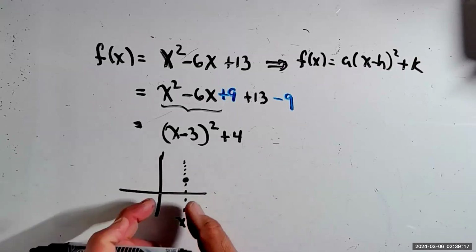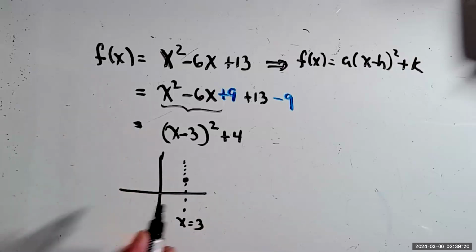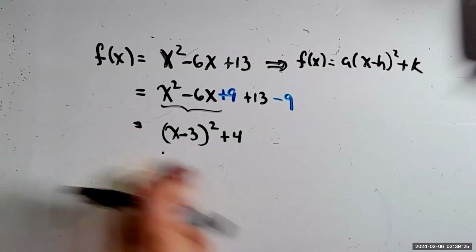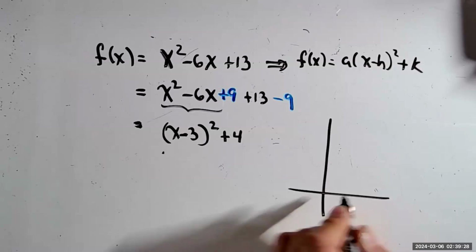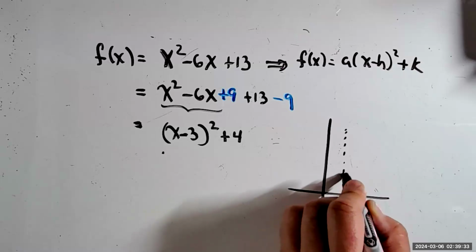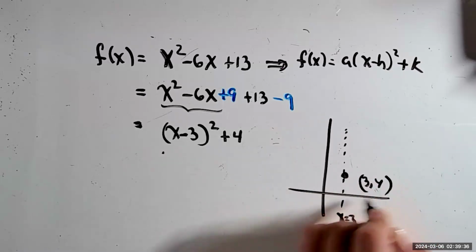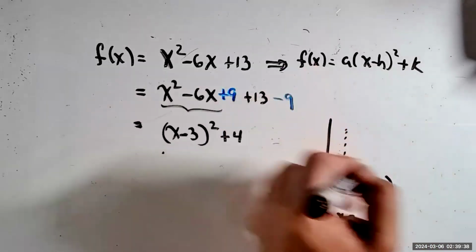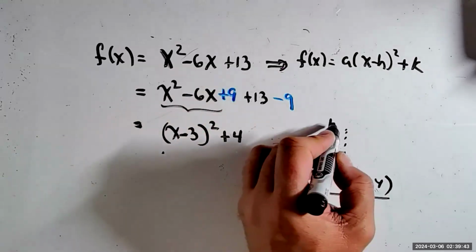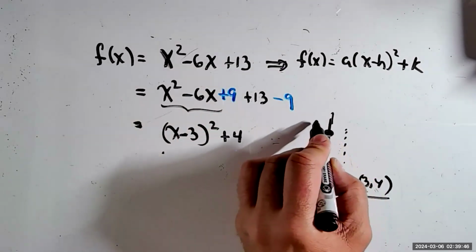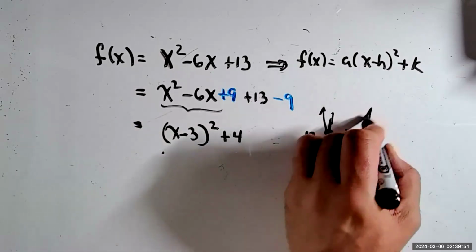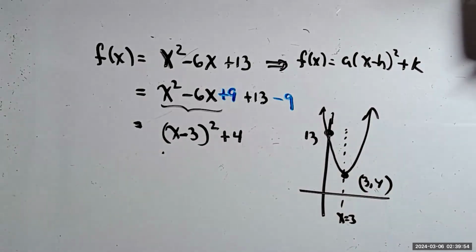This is not at scale, obviously. From here to here is 3, from here to here is 4. So this is not a scale. Let me do a scale. So I have x equals 3 and 4 right here. So 3, 4, my vertex, and this thing is opening up because a is positive, and we knew that the y-intercept was 13. So let me just put it right here at 13. So this guy will be opening like that, and we are done.